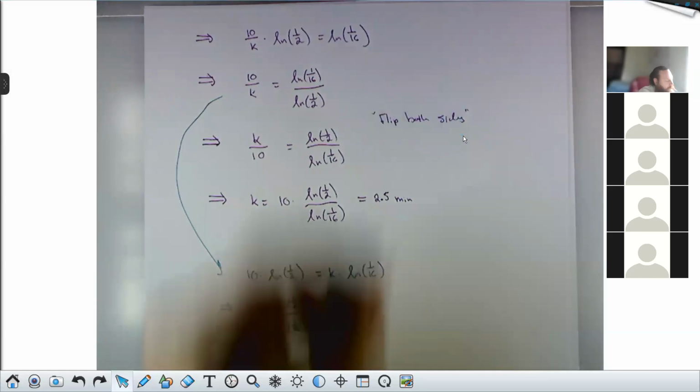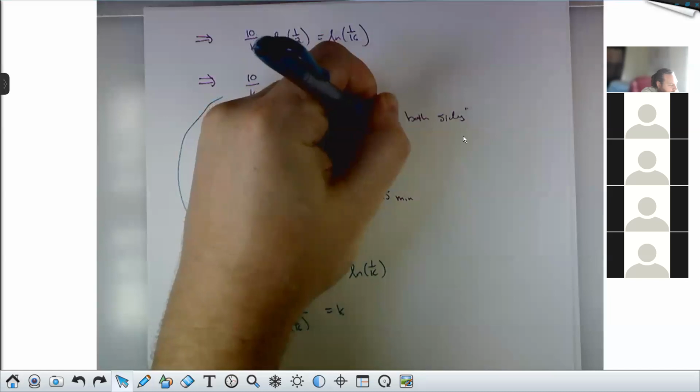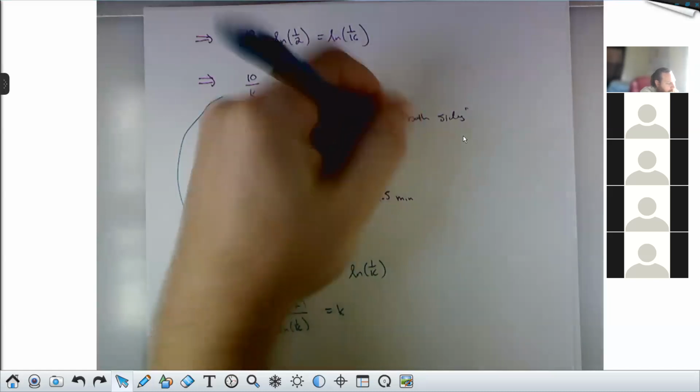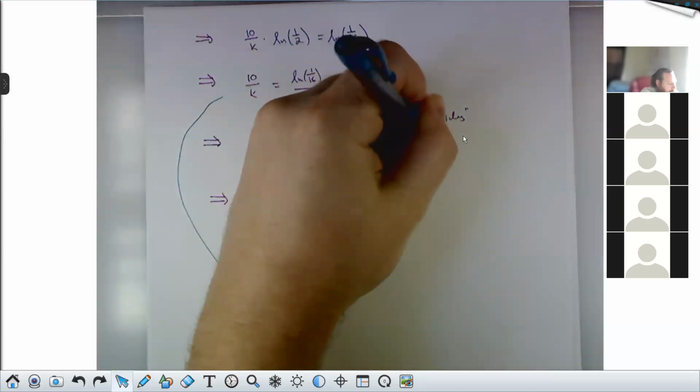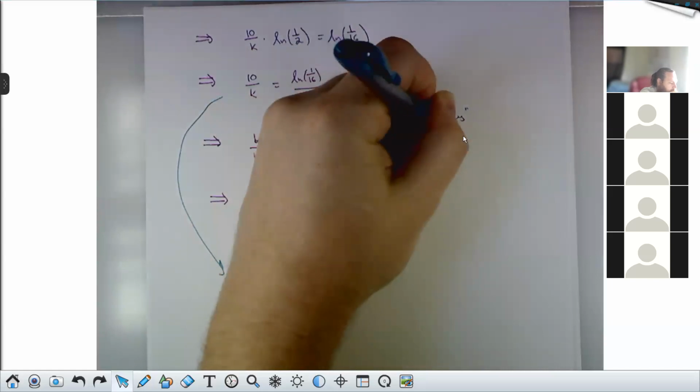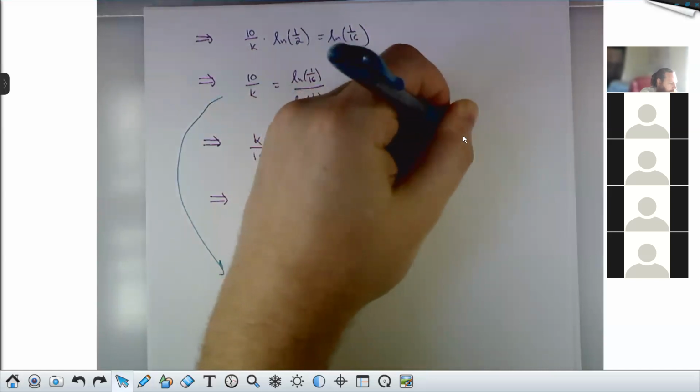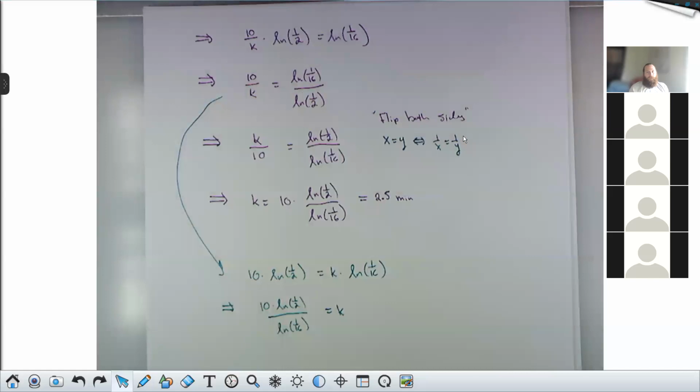It's true. If x is equal to y, that means it's equivalent to 1 over x is equal to 1 over y. As long as the things are non-zero, you can always flip both sides. Okay, thank you. Yeah, of course.